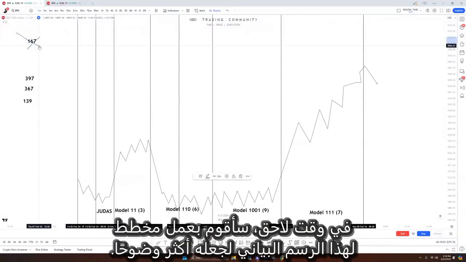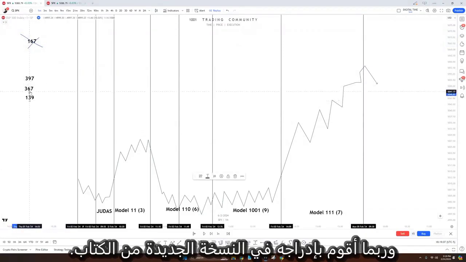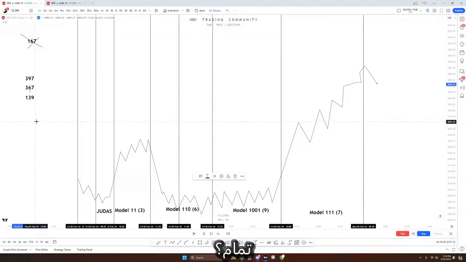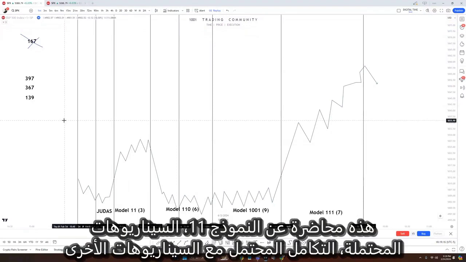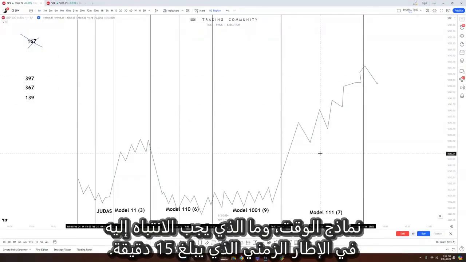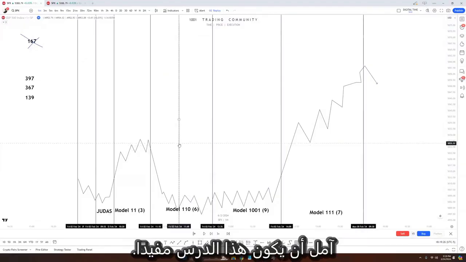Later on, I'm going to make a chart for this graph just to make it a bit more clear. I might even include it in the new version of the book. Okay. So depending who's watching this at this point in time, just let that be known. But this is a lecture on Model 11, possible scenarios, possible integration with other time models, and what to look out for on the 15-minute time frame. I hope this lesson was insightful.